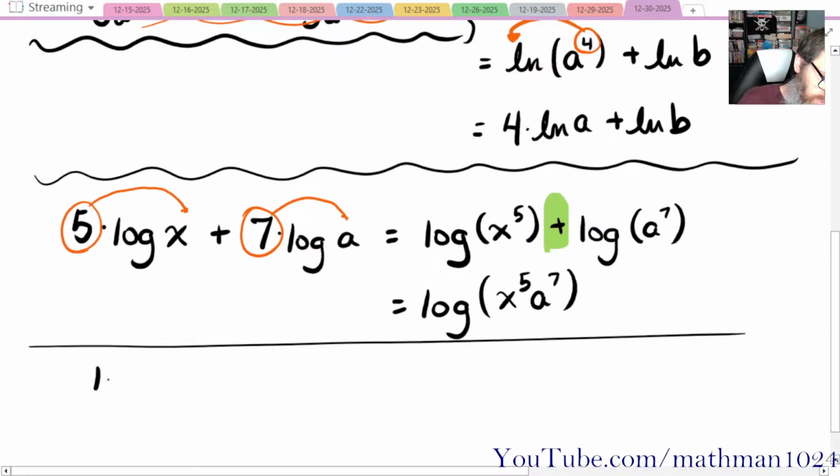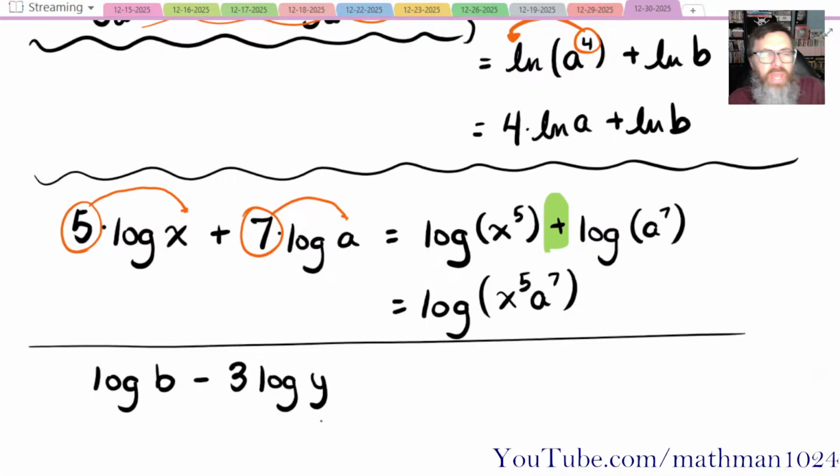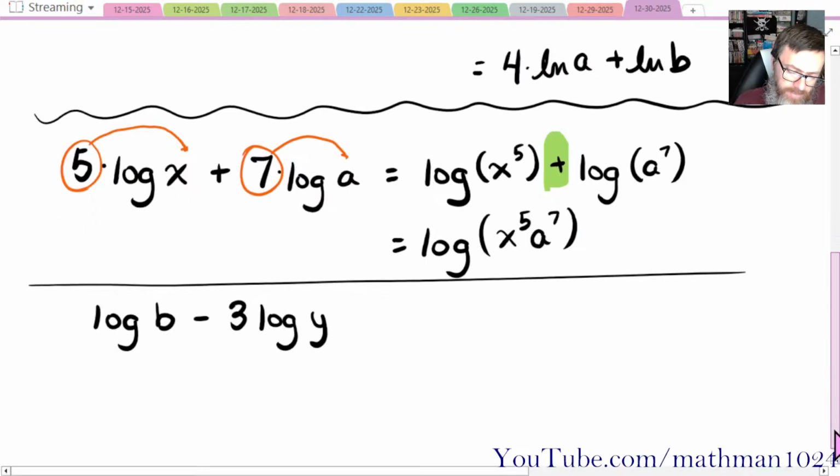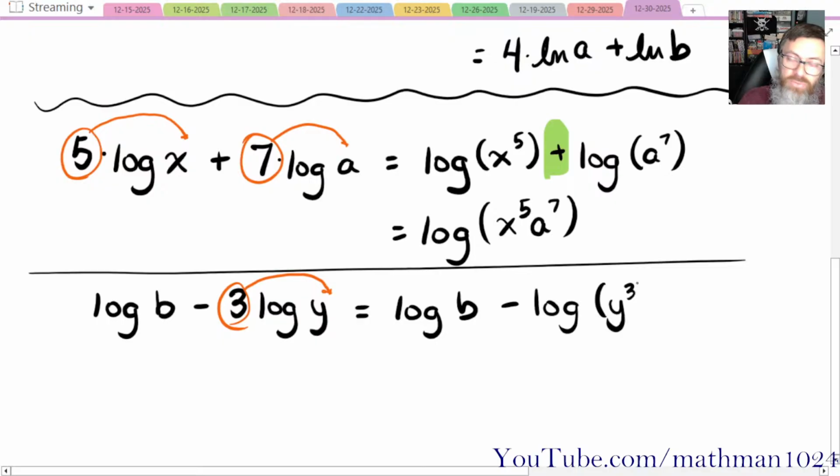If, however, I do this, if I say log of b minus 3 times log of y. So I do have subtraction, so I should be thinking about having a quotient at some point. But first, let's address the issue of the 3 that's out here in front. That becomes a power for what was on the inside. All right, so this is log of b minus log of y to the 3rd.